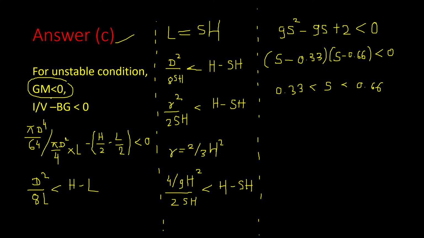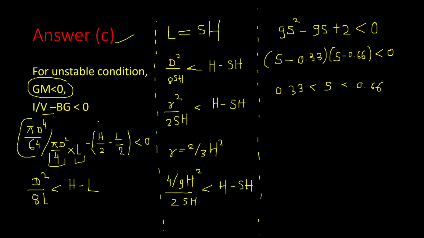Now this Gm we can write as I by V minus Bg. So substituting the value of I, that is moment of inertia, and the volume, that is area into length, we'll get moment of inertia pi d power 4 by 64 and volume as area, that is pi d square by 4, and into length will get the volume. And Bg can be written as h by 2 minus L by 2. So this whole thing is less than 0.